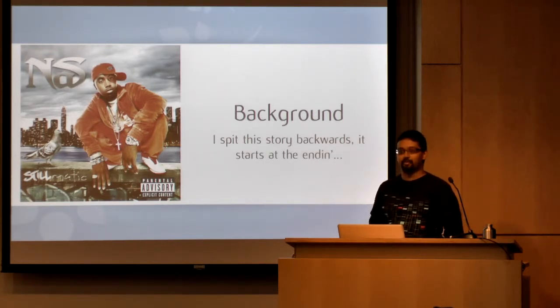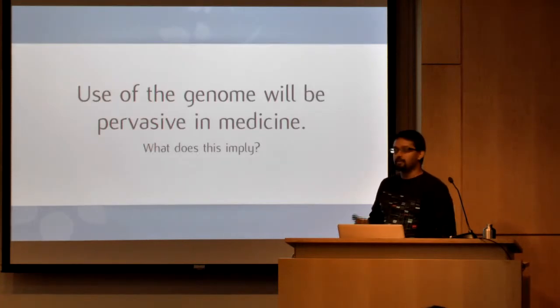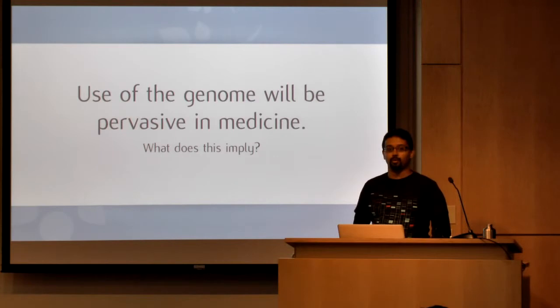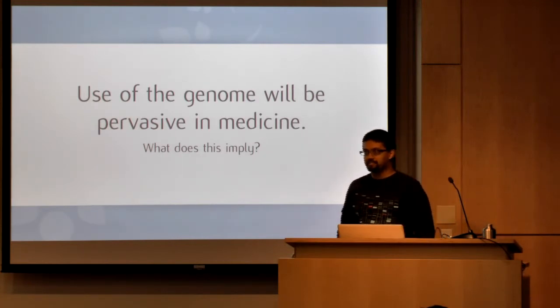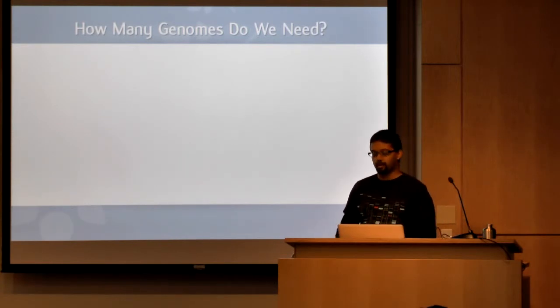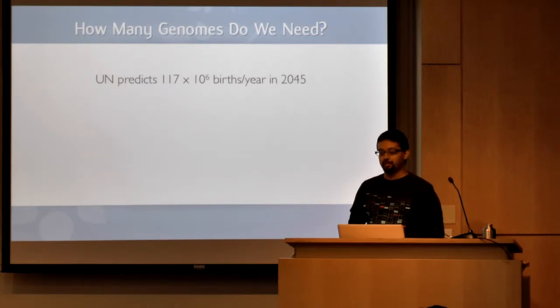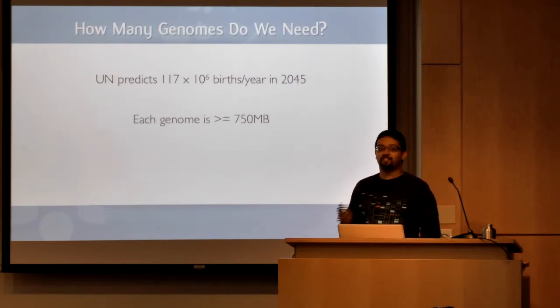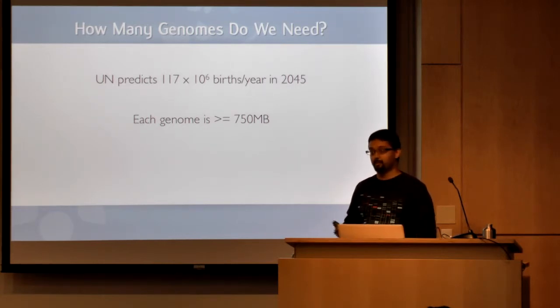So what's the end game for genomics and computer science? The genome will be pervasive in medicine. So if we assume that is our conclusion, what are the implications? First of all, let's just try to bound this by getting an order of magnitude estimate on how much data we're going to need. The UN predicts that in 30 years, there are going to be about 117 million births per year across the entire world. That's basically the product of the total population at the time times the birth rate. Each person's genome is bounded below at 750 megs of data. That's just if you take 3 billion base pairs at 2 bits per base, that's the amount of data that you get. As I'll point out later in the talk, really you're going to need more than this in order to get any reasonable amount of information out of a person.